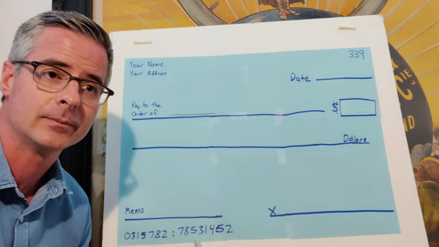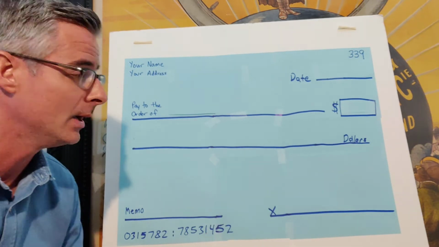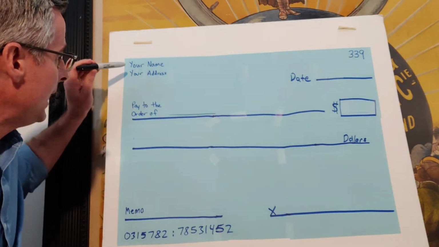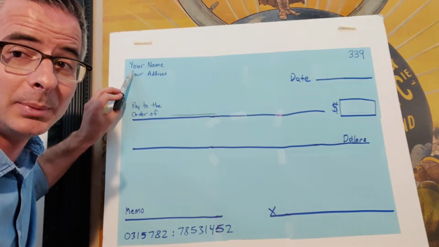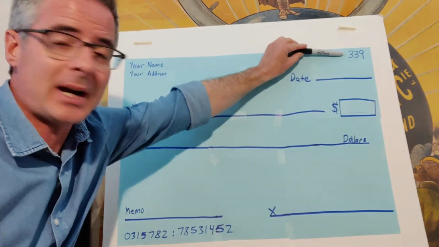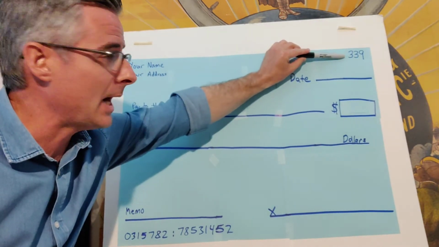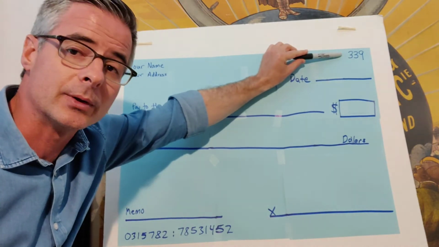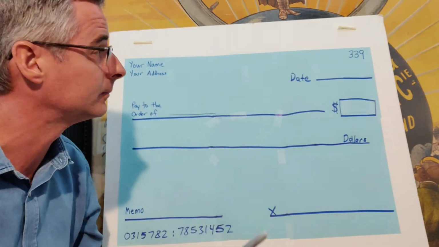Okay, it's just bank related numbers. Okay, so those are the elements of a check. So we've got your name, your address will all automatically be here. You're going to have your check number. So the next check after this would be 340. This check currently is check number 339. It's printed right on the check.